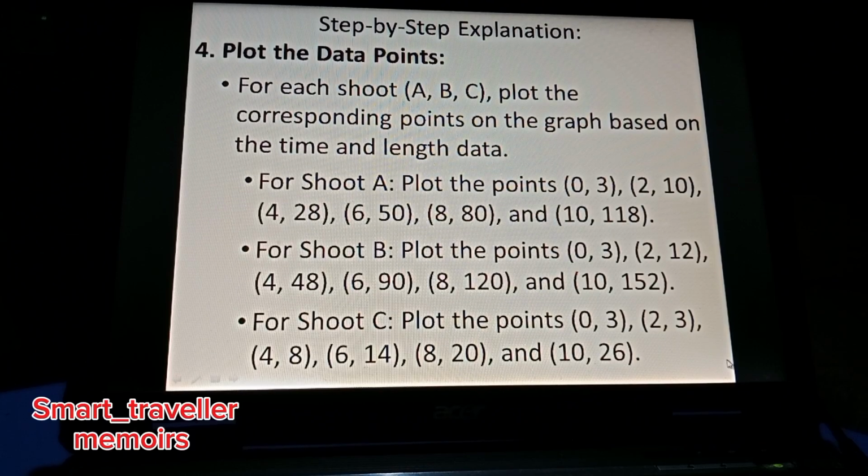Plot the data points. For each shoot A, B, C, plot the corresponding points on the graph based on the time and the length data. For shoot A, plot the points 0, 3; 2, 10; 4, 28; 6, 50; 8, 80; and 10, 118. For shoot B, plot the points 0, 3; 2, 12; 4, 48; 6, 90; 8, 120; and 10, 152. For shoot C, you plot the points 0, 3; 2, 3; 4, 8; 6, 14; 8, 20; and 10, 26.